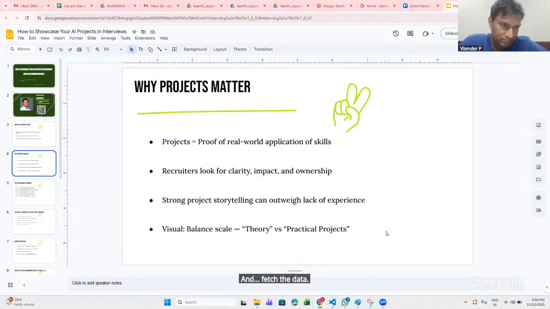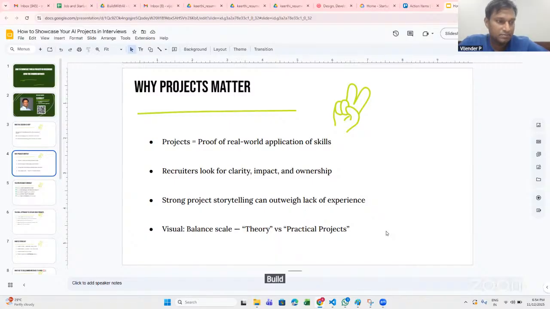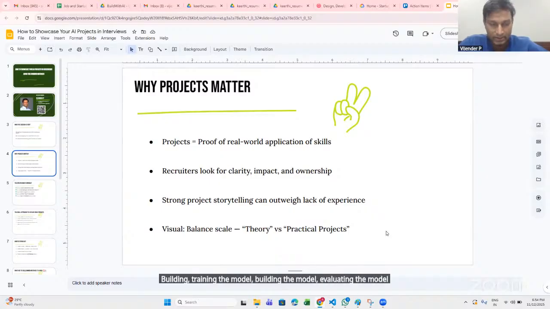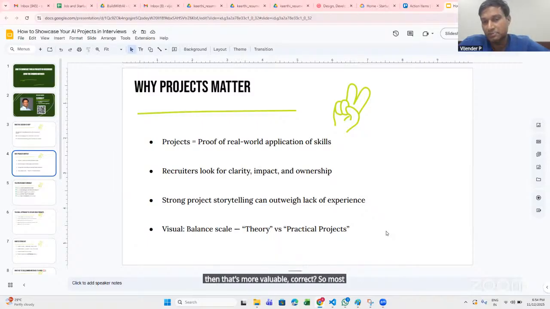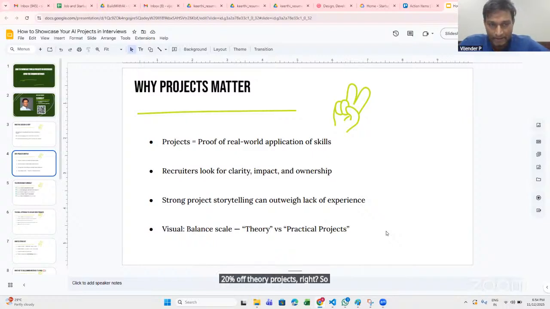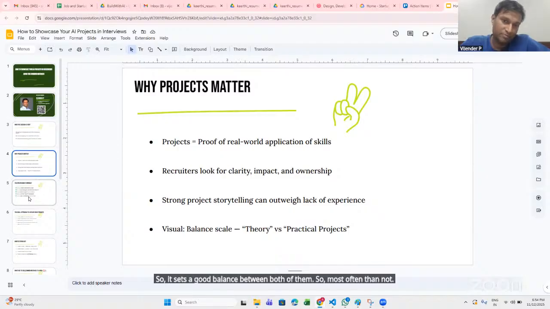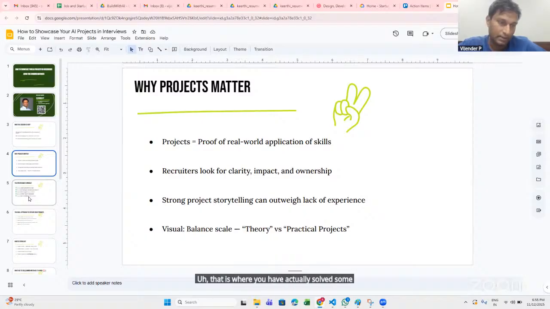Practical projects are the ones where you actually write the code and fetch the data, and do that entire process: data pre-processing, exploratory data analysis, building the model, evaluating the model, deploying it. If you're doing that whole thing, then that's more valuable. So typically you should have 80% practical projects and 20% theory projects. That sets a good balance between the two. More often than not, people want to look for practical projects only, because that is where you have actually solved some problem and done something on your own.